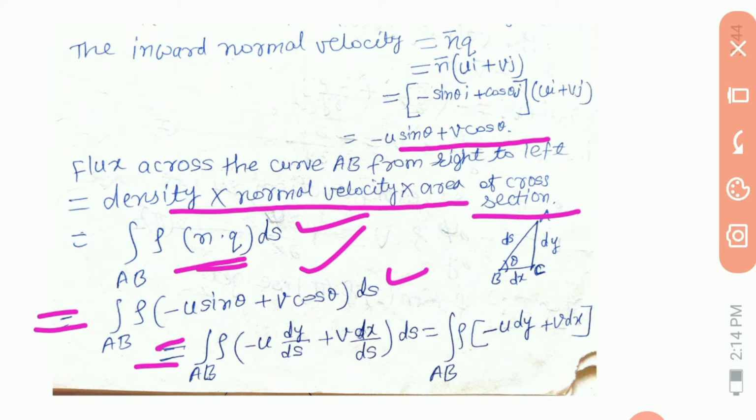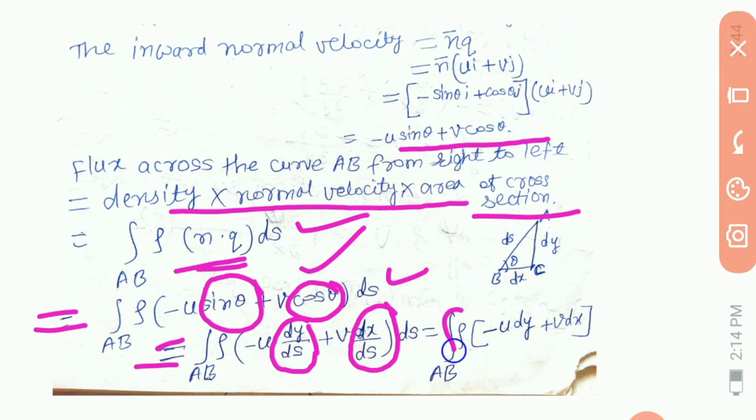We know that dy by ds is sin theta and dx by ds is cos theta. So in place of sin theta we have dy by ds, and in place of cos theta we have dx by ds. So this is equal to the integration over AB of rho times (minus u dy plus v dx).